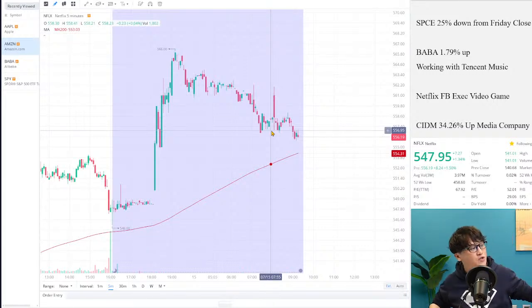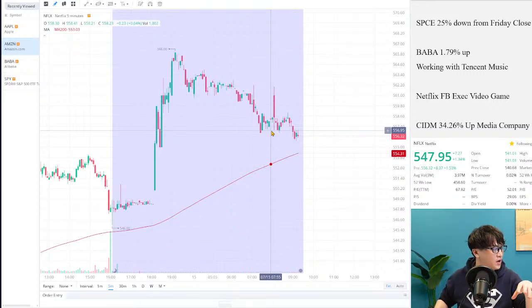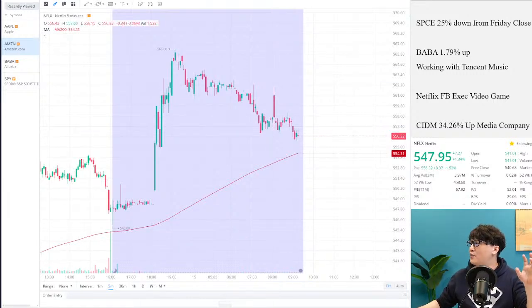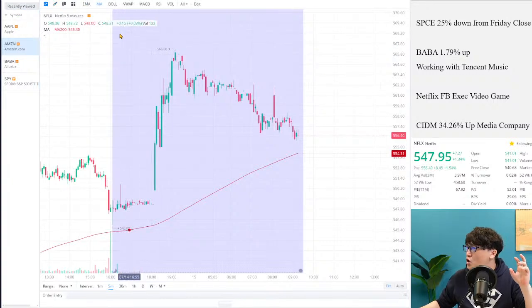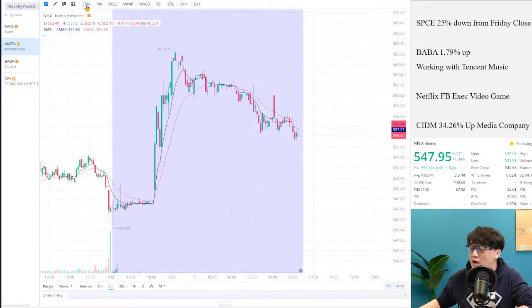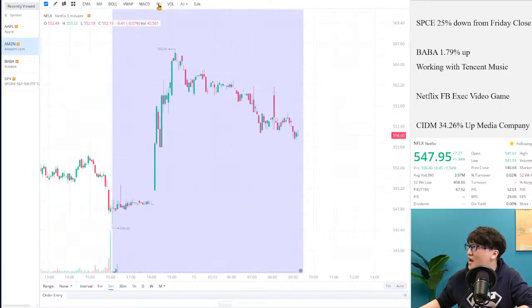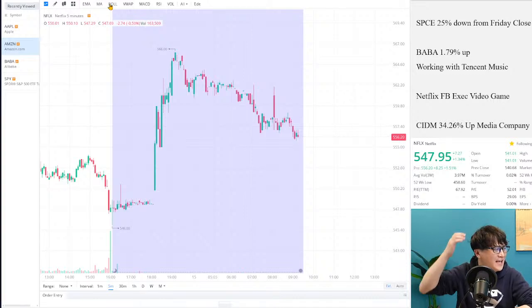All right, so for those of you who came in late, I would like to repeat this again. Right here, if you look closely, I think you can see I have EMA, moving average, exponential moving average, Bollinger Bands, VWAP, MACD, RSI right there. We have a lot of indicators right here.